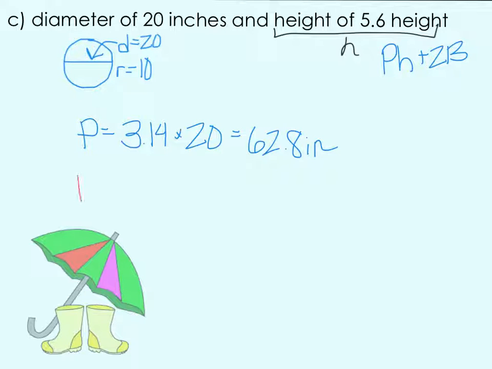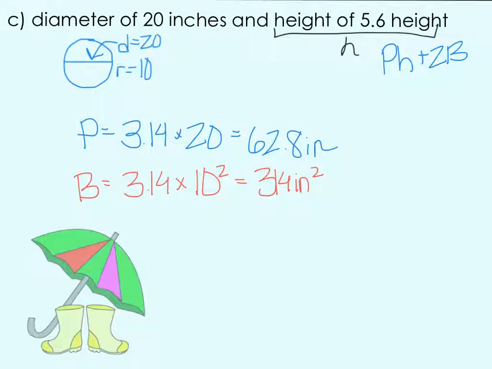Step 2 to get it right is the area of our base. And careful on this one, you're going to take pi times radius squared, so we want to do 3.14 times 10 squared, which is 314 inches squared. Again, those two steps help us to plug into the formula correctly.